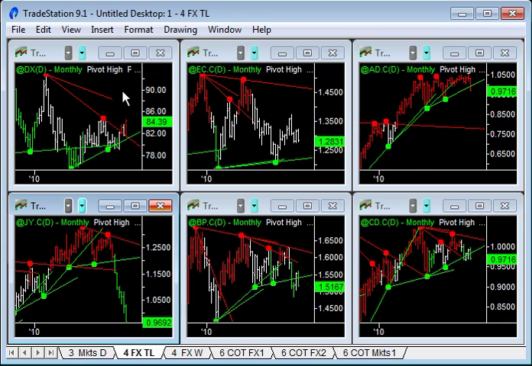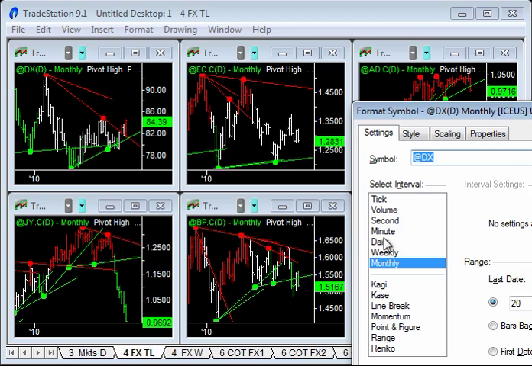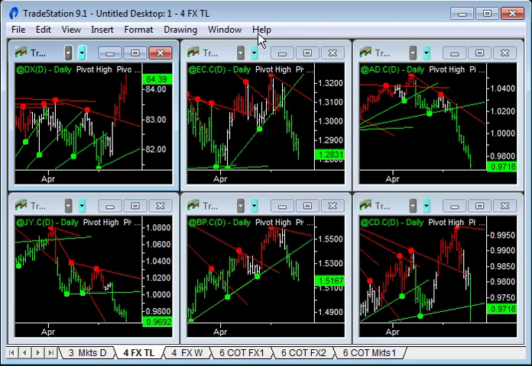What I can do just by selecting one of those charts with a daily time frame, hit OK, and it ripples through, so all of these charts are now showing daily time frames. So you can roll through your charts in a single window, looking at daily, weekly, monthly data quite simply. So don't forget to use those. They're useful little drop down menus.